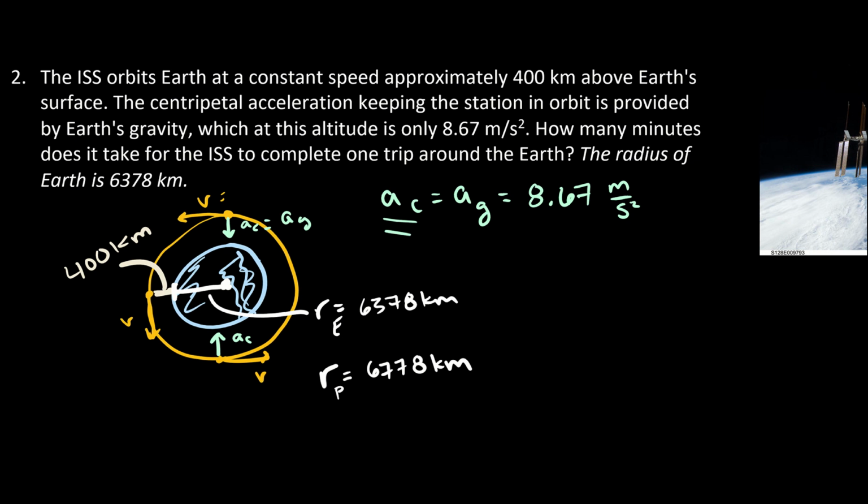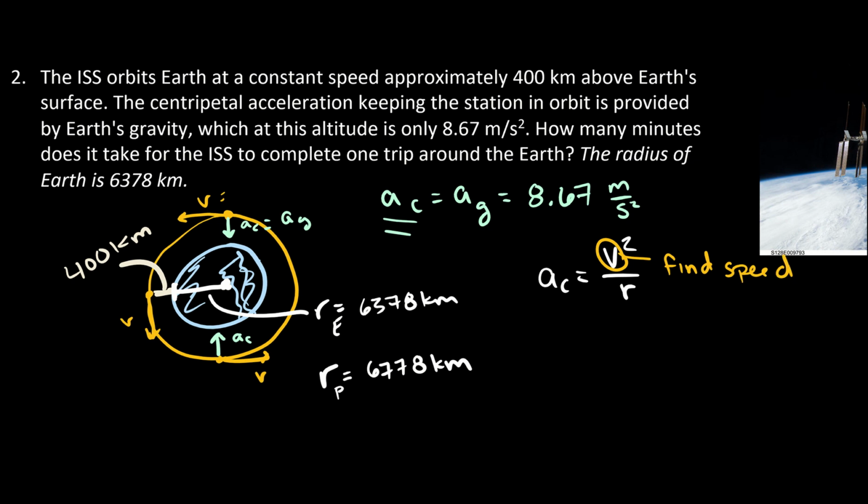But I want to find the time. So how can I do this? Well, I can use the fact that centripetal acceleration equals v squared over r. I can use that to find the velocity, or the speed. So I can find the speed.